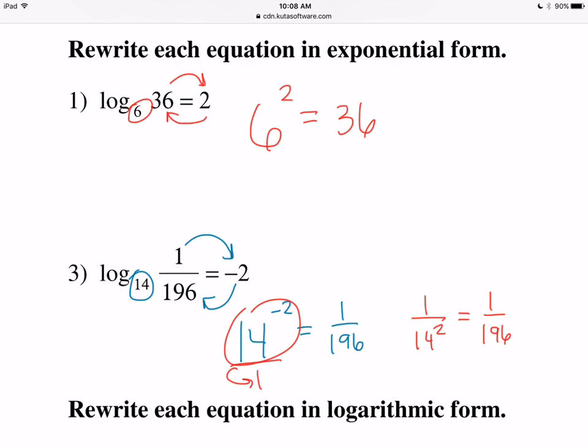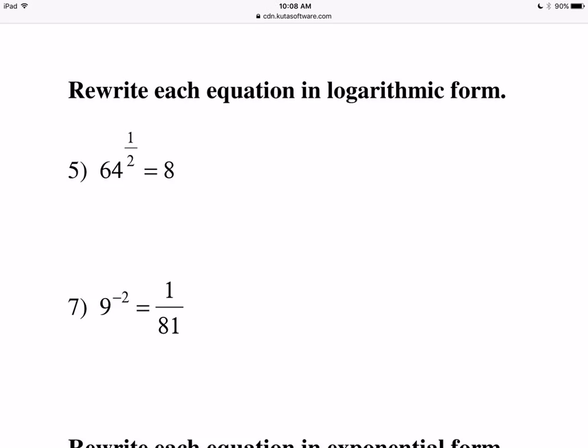So let's do a few more examples here. Let's move to... Sorry, I'm putting a new photo in here. All right, so let's go ahead and do so. Rewrite each equation to logarithmic form.